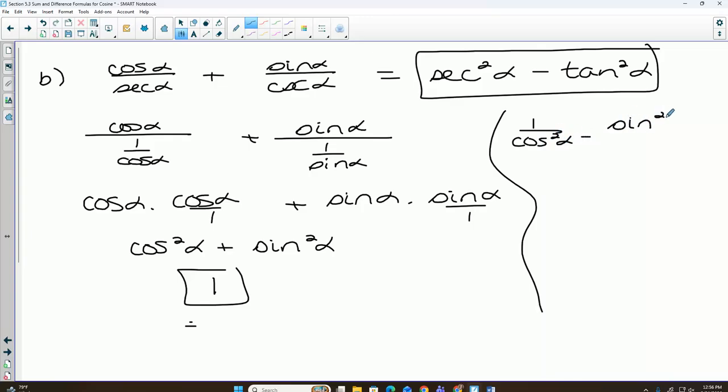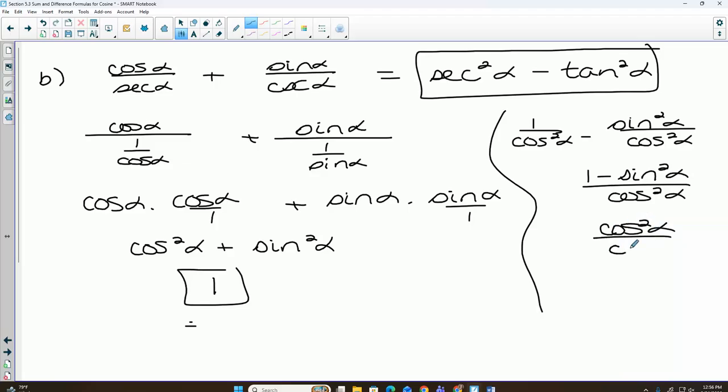Tangent is sine squared over cosine squared. They have a common denominator. What is 1 minus sine squared? Gave you 1. So that was perhaps an easier approach than some of you had tried.